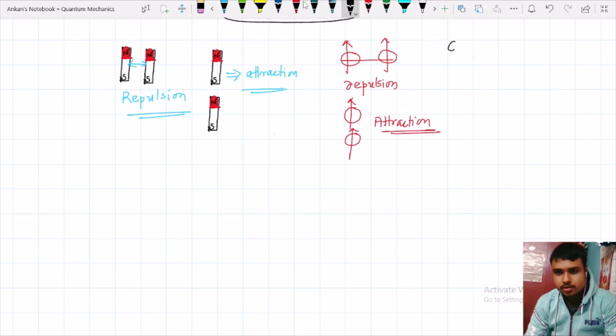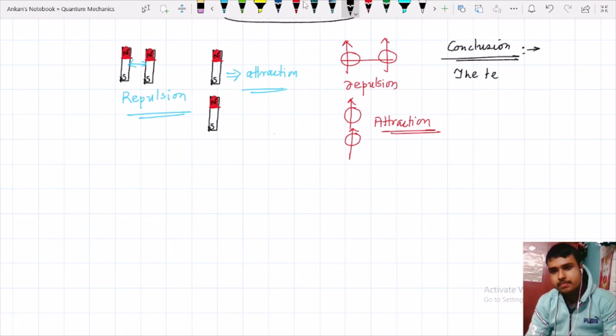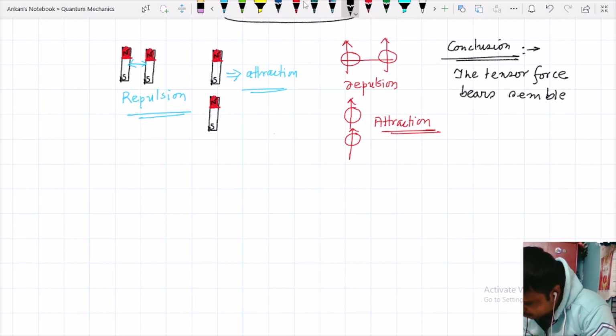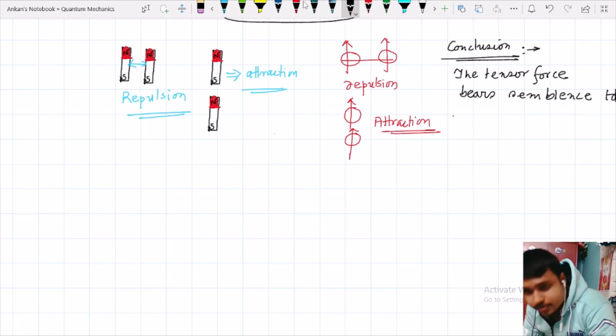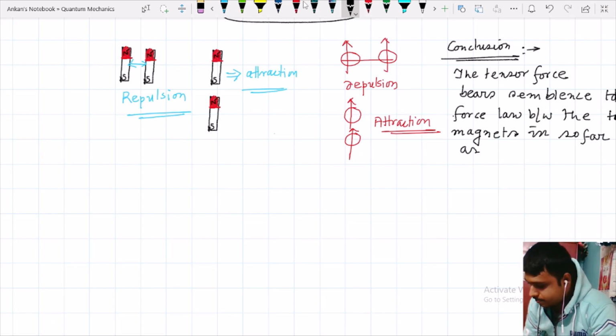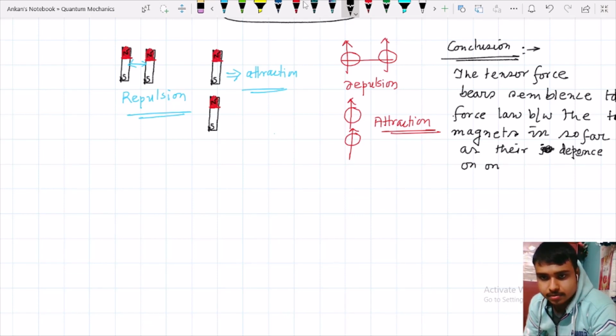So what conclusion have we drawn here? Conclusion: the tensor force bears semblance to the force law between the two magnets in so far as their dependence on orientation is observed.